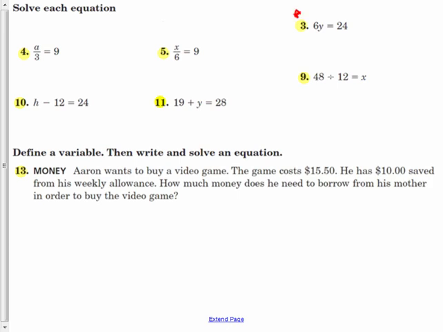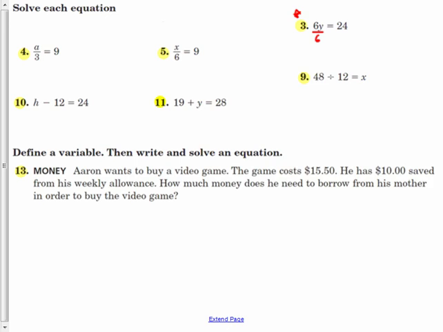6y equals 24. 6 times what equals 24? Now you may already be saying, I know that 6 times 4 equals 24, so y has to equal 4, and you'd be correct. But remember, the way we show that is 6y divided by 6. The opposite of times is divide.